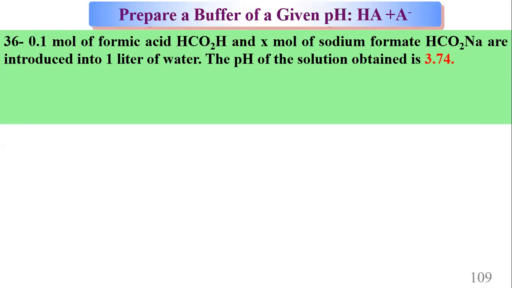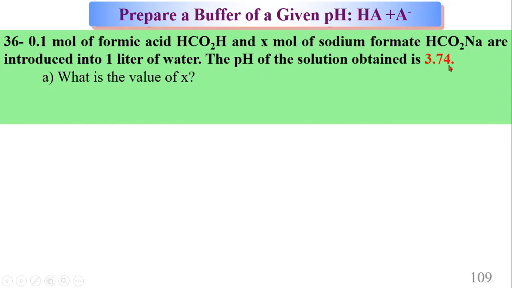Number 36. If I have 0.1 mole of formic acid and X mole of sodium formate, again, always the base A minus has a cation beside it, and it comes in the form of a salt. Just remove the salt, Na, or the cation, and it becomes the A minus. So what type of question is this? I have the acid and they're asking me how much conjugate base I should add to a 1 liter solution of water to get a pH equal 3.74.